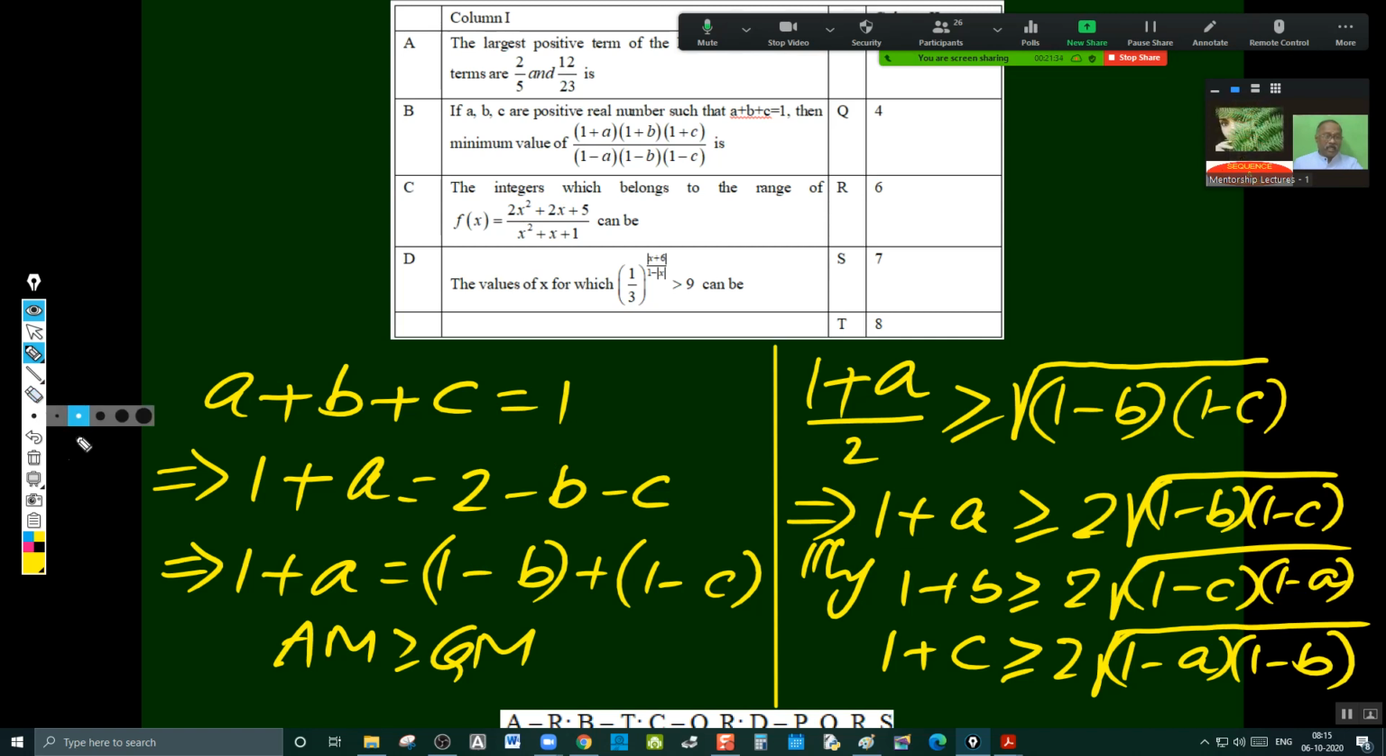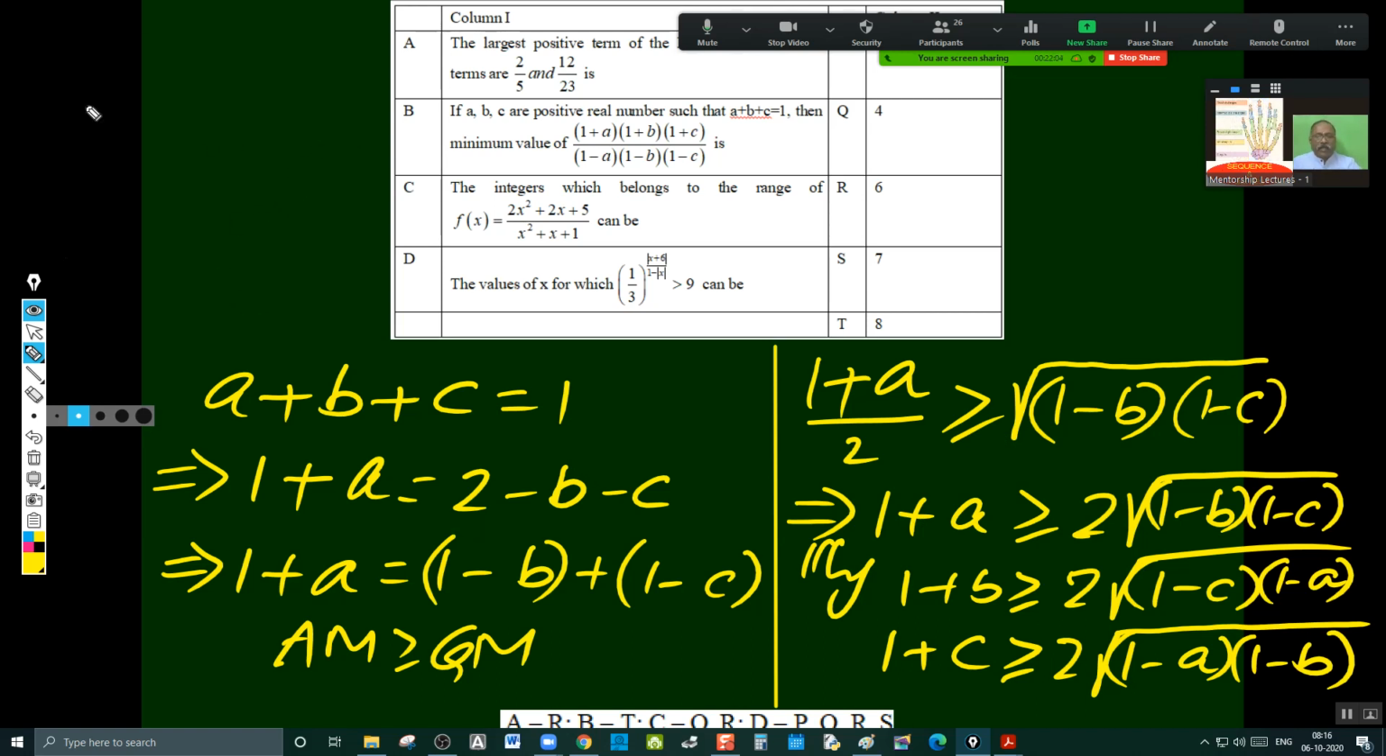Immediately getting the idea may or may not be possible, but you can get it from the given expression here: 1 plus A, 1 plus B, 1 plus C. So we use that, and 1 plus A is greater than or equal to twice of this. In the symmetric order, we wrote this and multiply them vertically. Then it is 8 into root of this, and then bring them to the denominator.